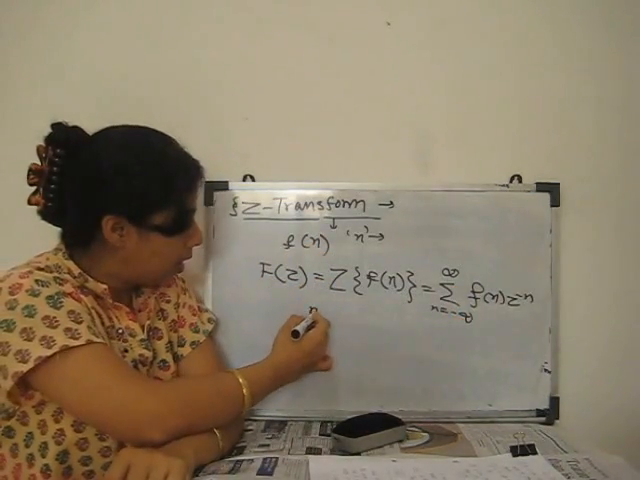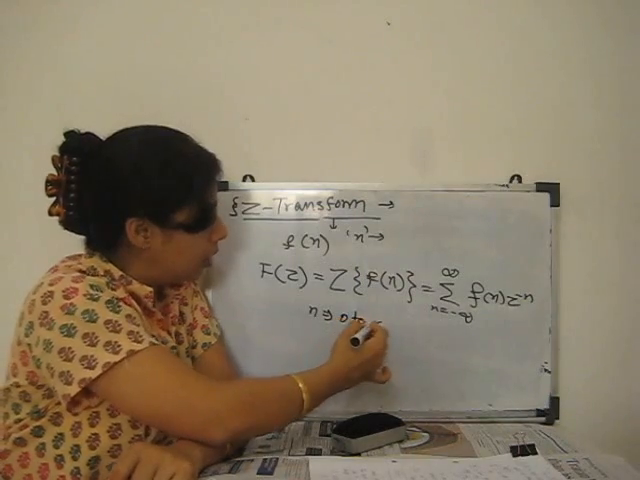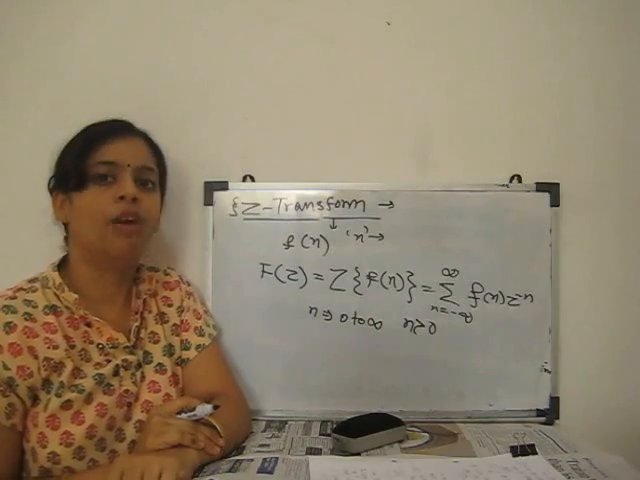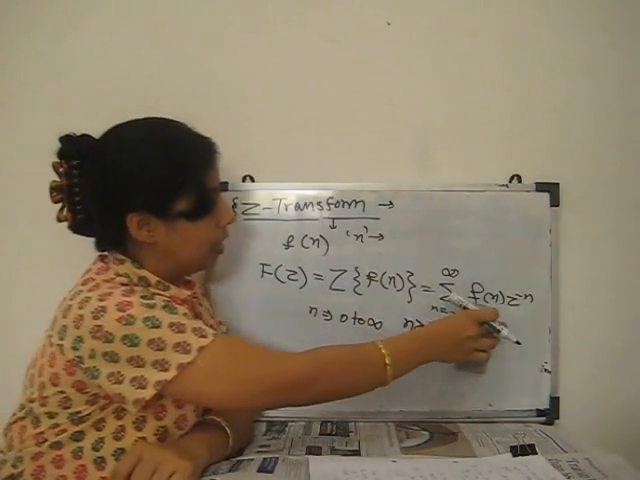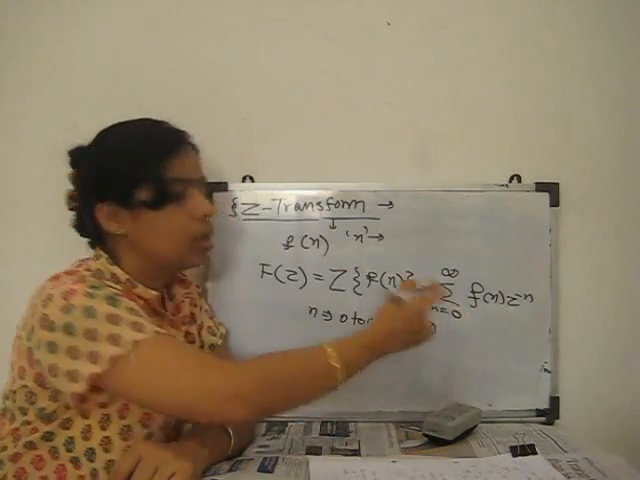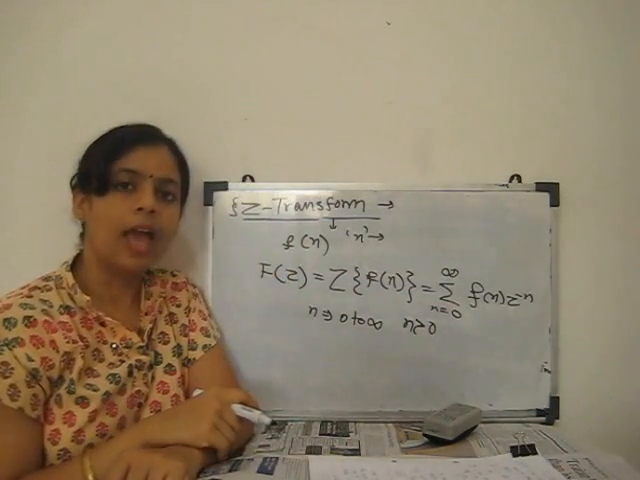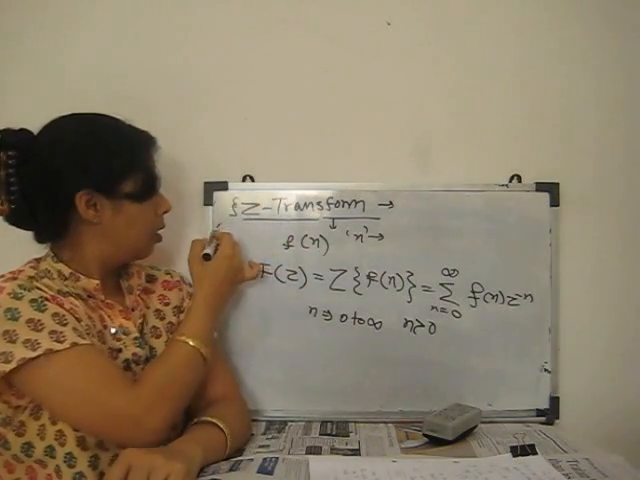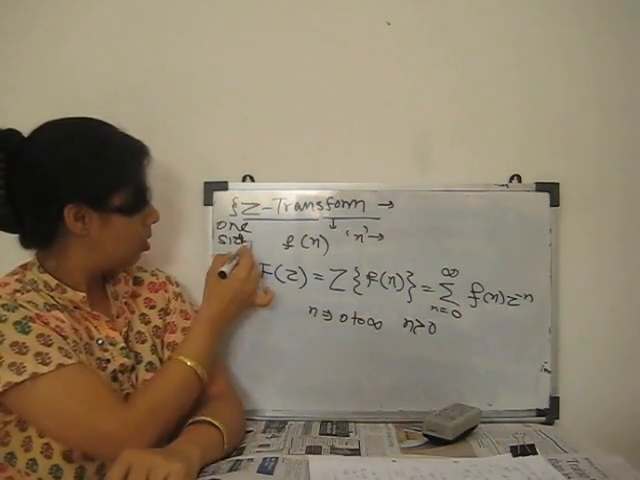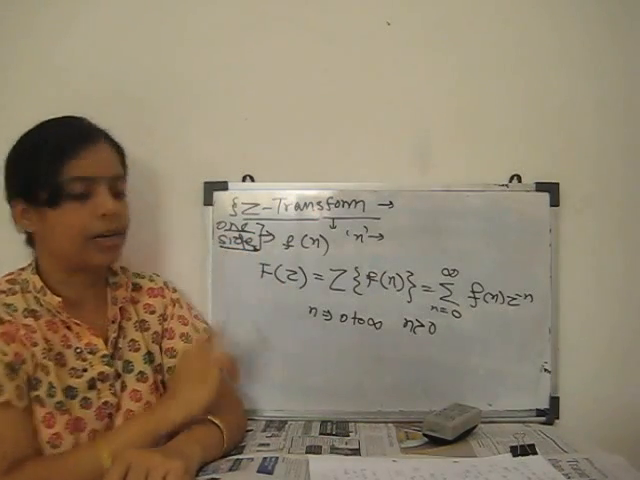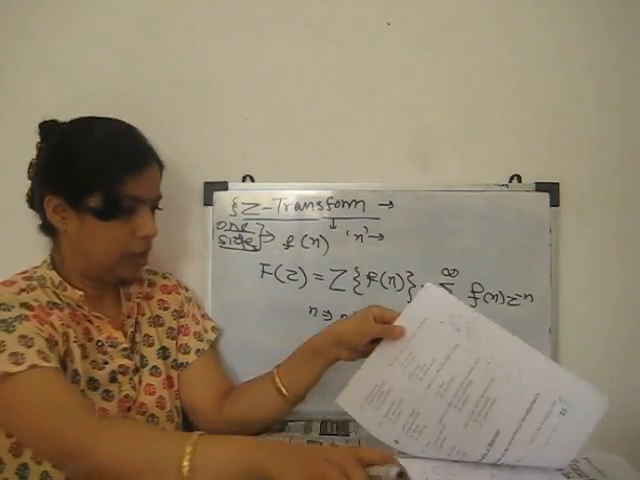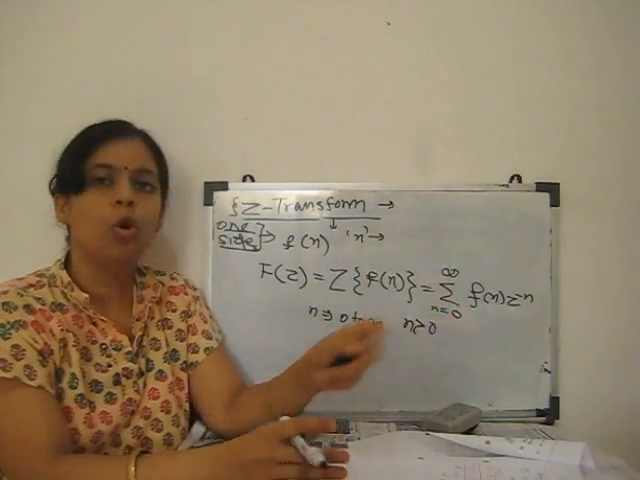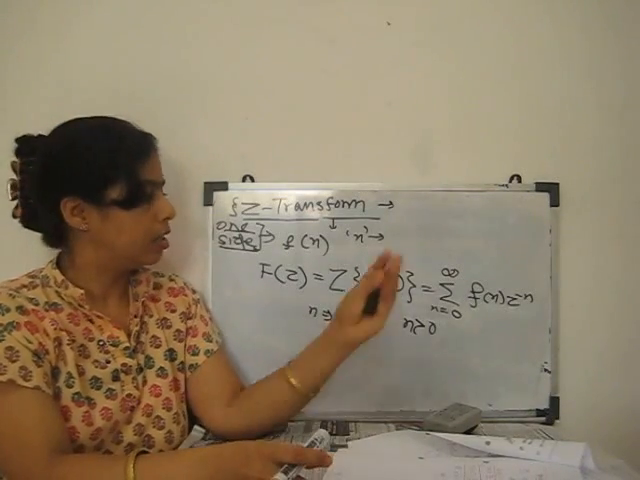If we consider n going from 0 to infinity, meaning n is greater than or equal to 0, that is called the one-sided Z transform. So for the one-sided Z transform, our limit goes from 0 to infinity, Fn Z to the power minus n. This is called the one-sided Z transform. Clear? So basically, the Z transform converts any sequence into a complex representation.